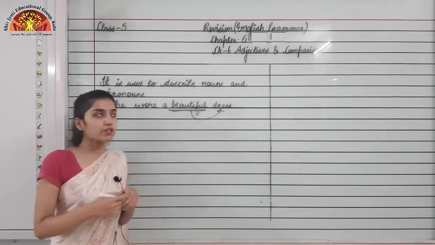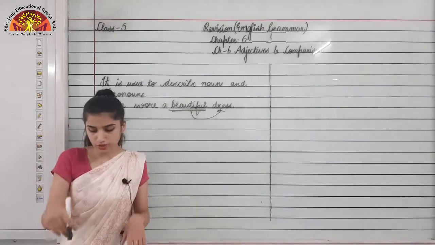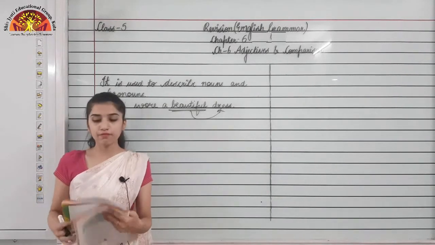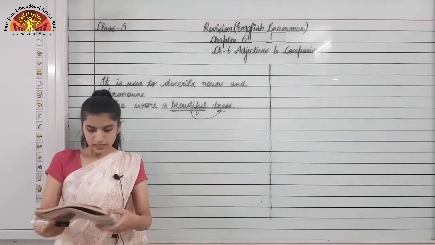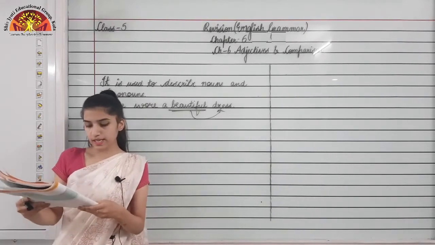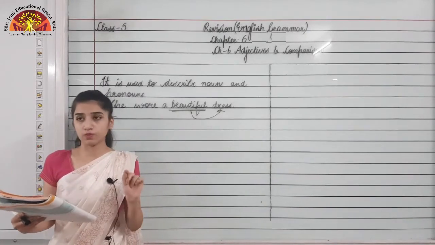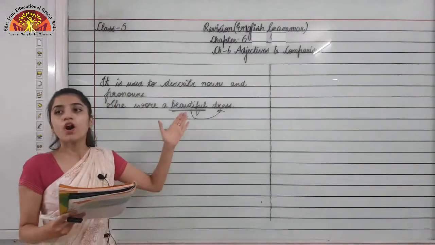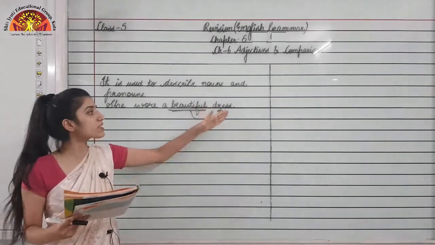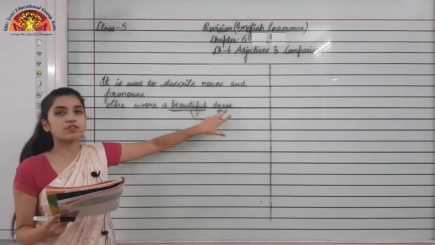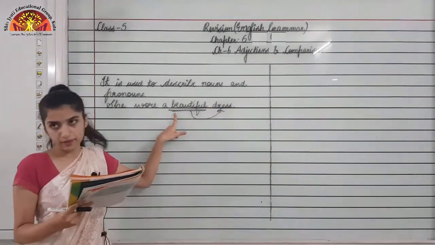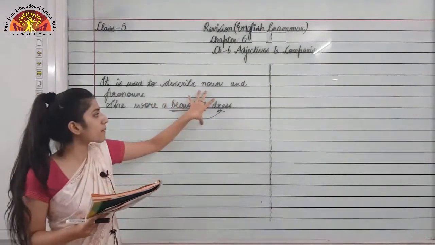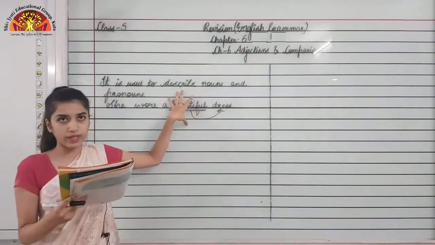I am giving you some more examples, which are already written in your book on page number 23. First, you can see before a noun. This is also an example of before a noun, because before the dress, which is a noun, beautiful is coming. So a beautiful dress is coming before a noun only.